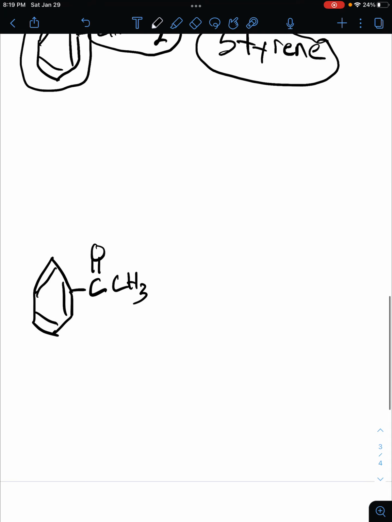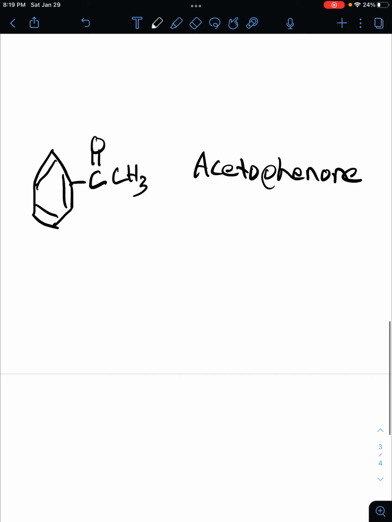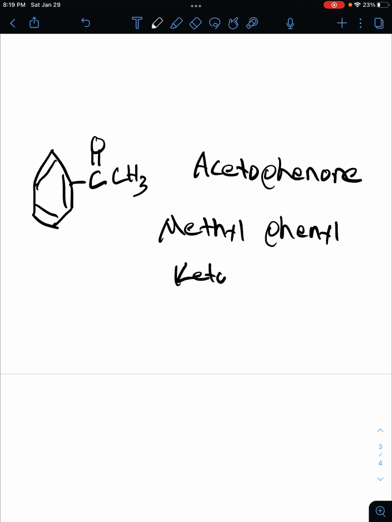Another one that we're going to see often is acetophenone. And you can also call this methyl phenyl ketone, because this is a ketone group. But it's called acetophenone.